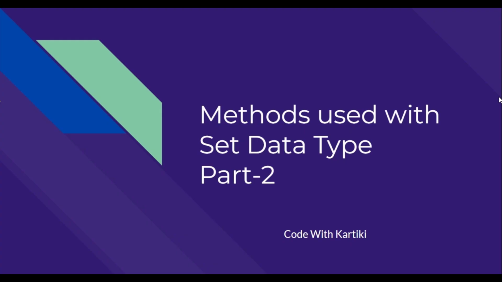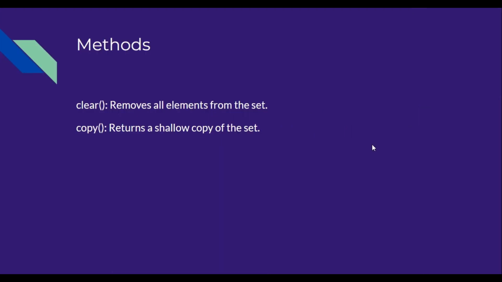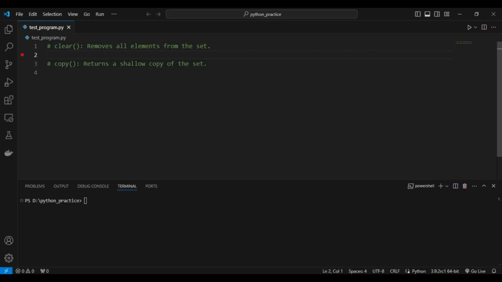Today we are going to see part 2 of the methods used with the set data type concept. Today we are going to see these two methods, clear method and copy method. We will see these methods practically. First method is clear method. The use of this method is to clear or remove all elements from the set.